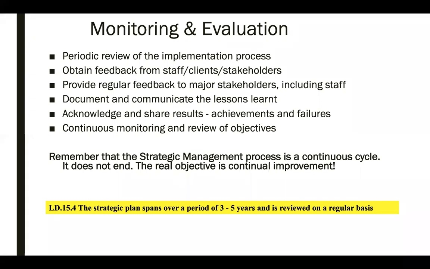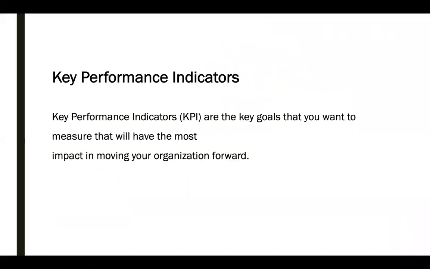And this goes with the Sibahi LD 15.4. The strategic plan spans over a period of 3 to 5 years and is reviewed on a regular basis. So, any goals you put, any strategy you put, you have to put with it key performance indicators. You have to put indicators on how we will measure our success. Key performance indicators are the key goals that you want to measure that will have the most impact in moving your organization forward.